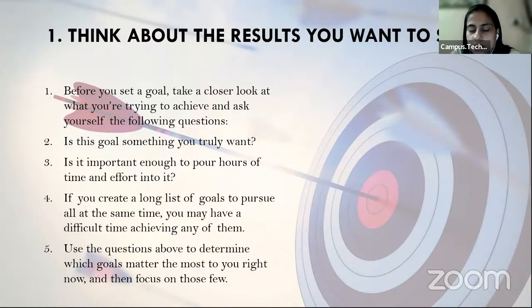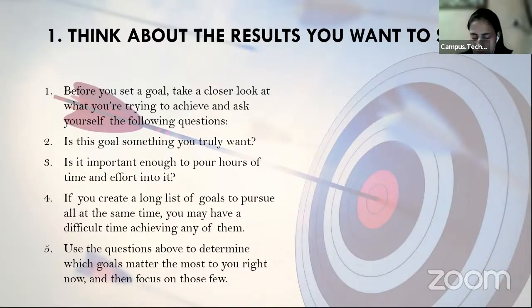Before you set a goal, take a closer look at what you are trying to achieve and ask yourself the following questions. What exactly do you want, what exactly is your result, where do you see yourself, what results do you want once you achieve that goal. Look closely, analyze what exactly you are trying to achieve, and ask yourself these questions. Is this goal something you truly want?